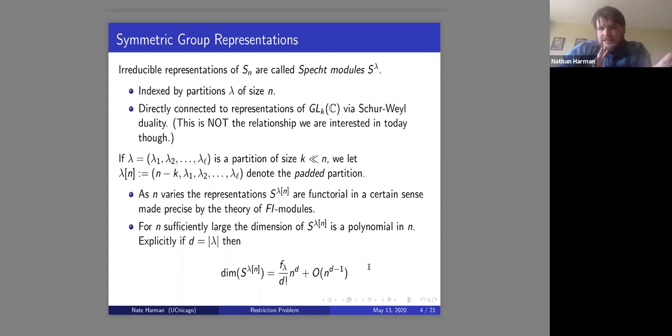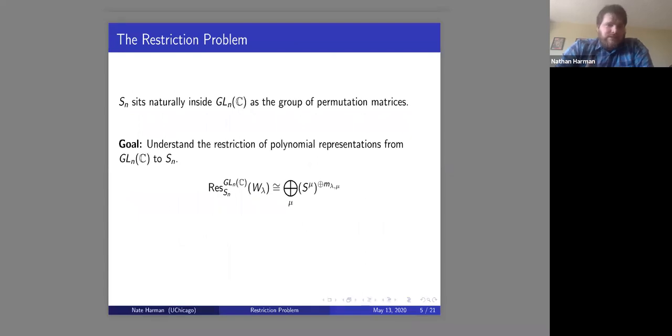Okay, so that's a very short summary of what you need to know about symmetric group representations to follow the rest of this talk. So all right, let me go on. So what is the restriction problem? This is the topic of the talk today.